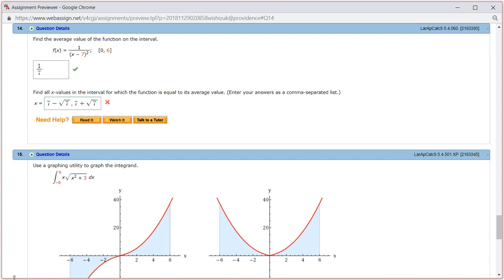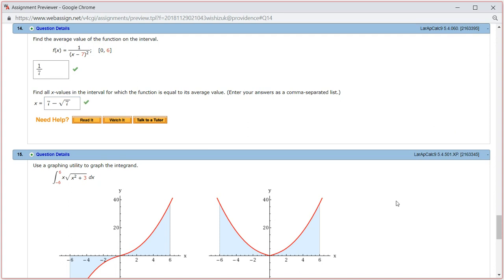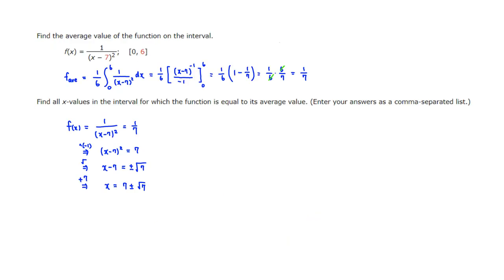Let's check the answer. It was actually wrong, because I forgot that x has to be in the interval. You can see that 7 plus square root of 7 is bigger than 6, so we cannot have that. There's only one answer. Let's check the answer again. It came back and it looks like we finally got this one correct. That's it. I hope that this was clear.